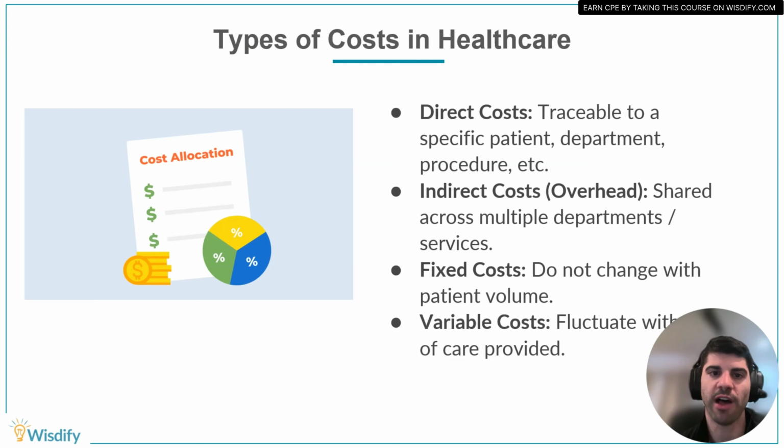regardless of patient volume. Think about things like the monthly payment on a hospital building, or staff salaries, or depreciation expense. Variable costs, on the other hand, are things like medical supplies and medications. As the volume of our patients increases, we'd also expect those types of costs to increase as well.